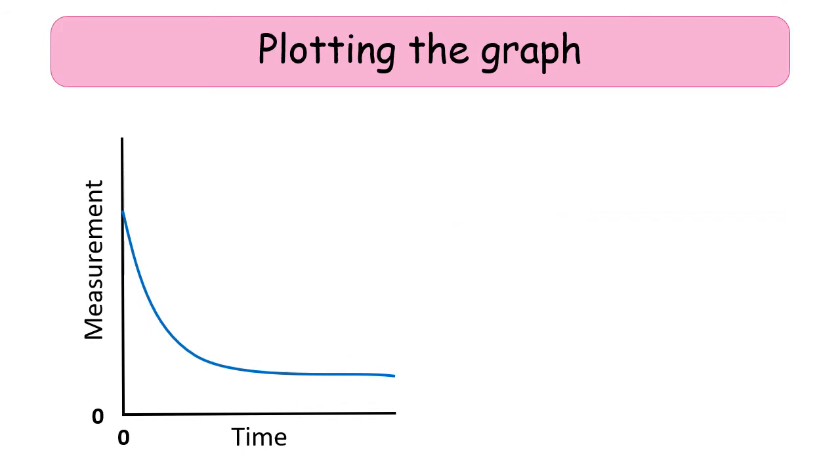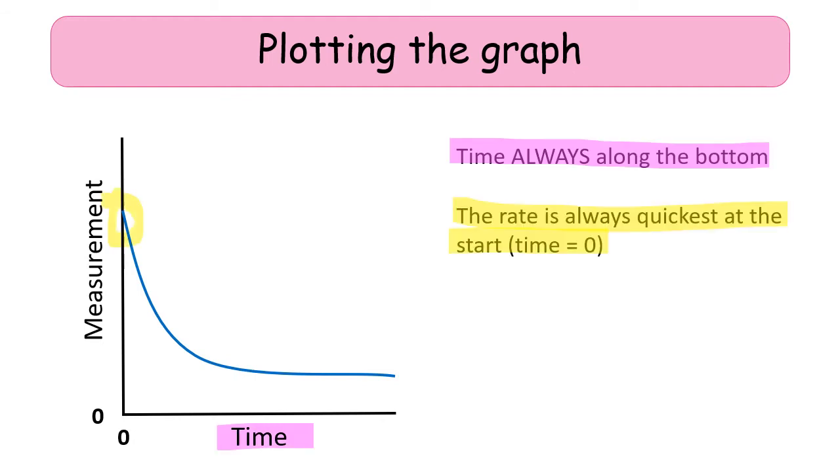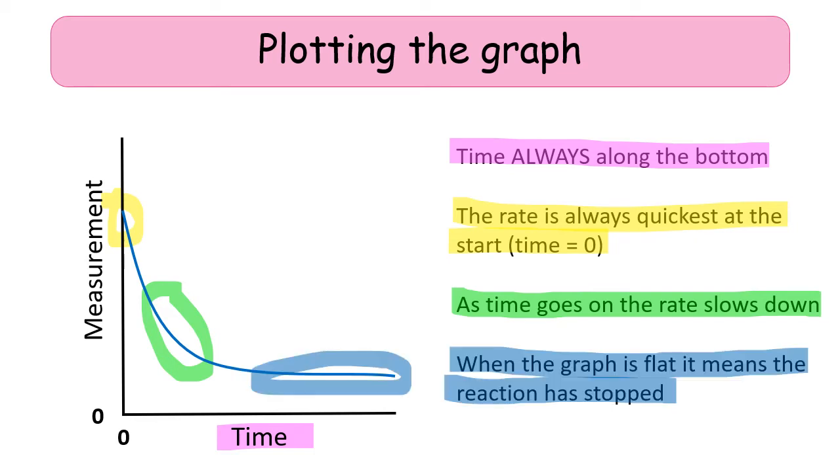The graph for this just looks slightly different, but it follows the same principles. Again, time along the bottom, reaction is always quickest at the start. It slows down when it starts to curve. Again, that's because the reactants are being used up. And when the reaction is over, that's when the graph becomes flat or horizontal, because all the reactants have been used up.